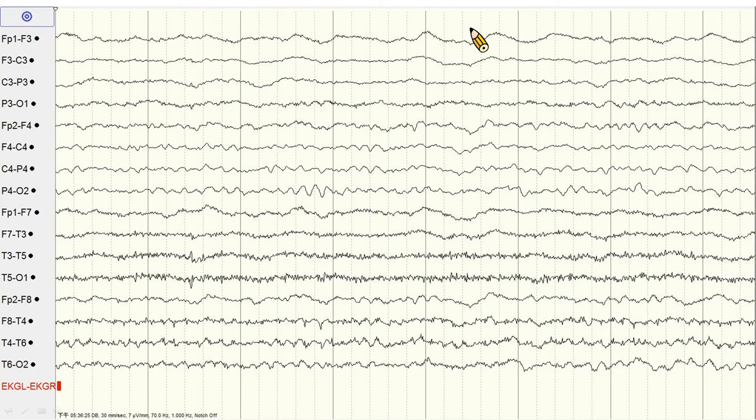In this EEG, it's a double banana montage. We can see there is attenuation of fast activities over the left hemisphere. There is a lot of artifact here. So the patient has a lesion over the left hemisphere, which leads to focal attenuation of fast activity.